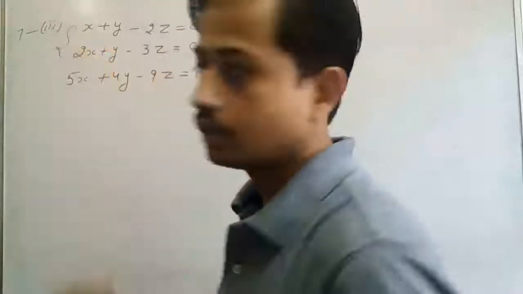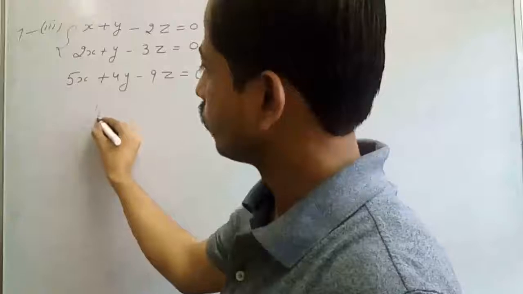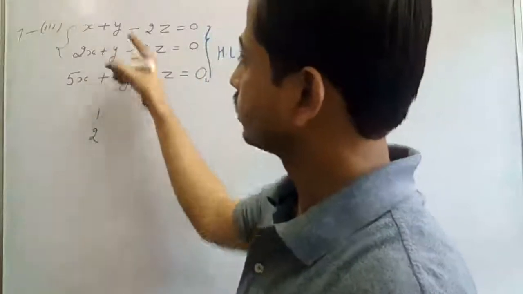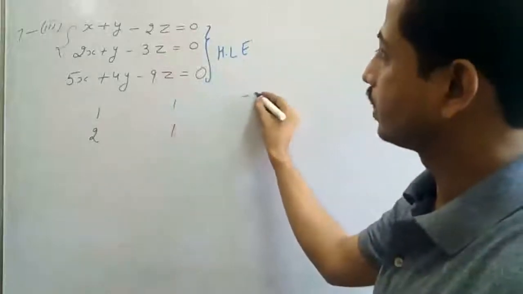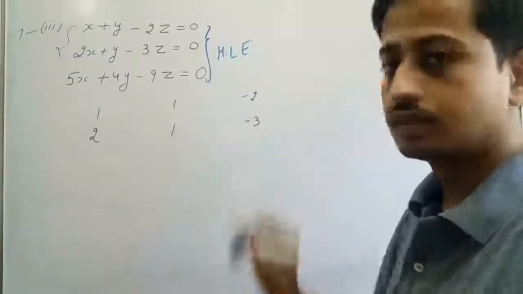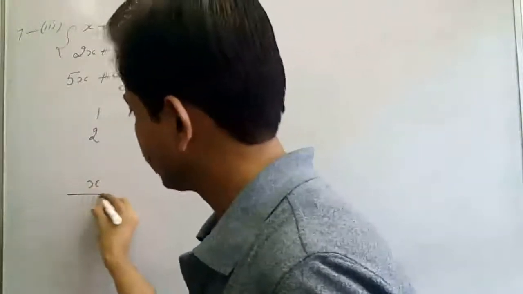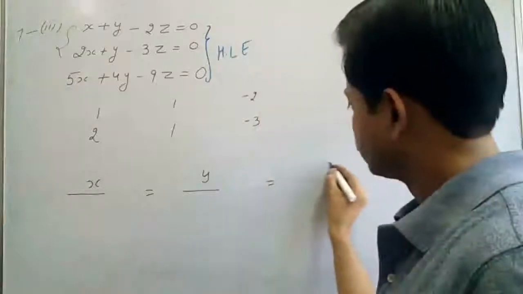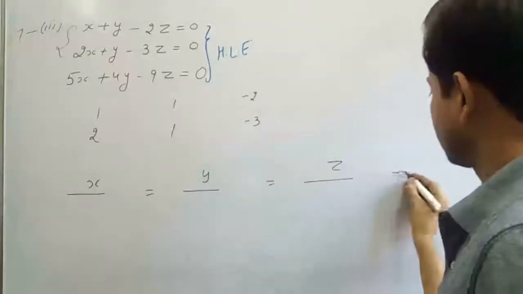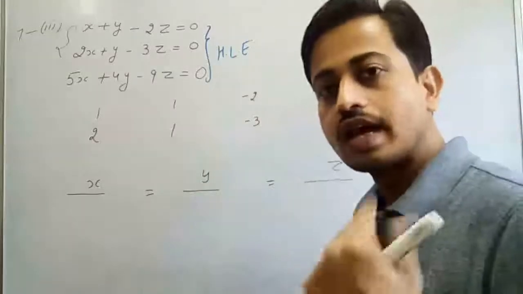I am using only first two equations. So what's the coefficient of x? 1, 2. Coefficient of y is 1, 1. Coefficient of z is minus 2, minus 3. Now next step is you have to write x divided by, y divided by, z divided by, is equal to k. K is your any number.